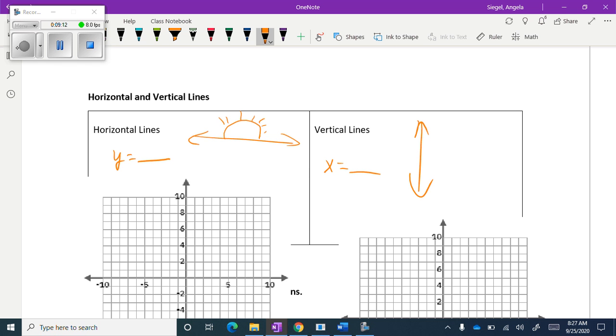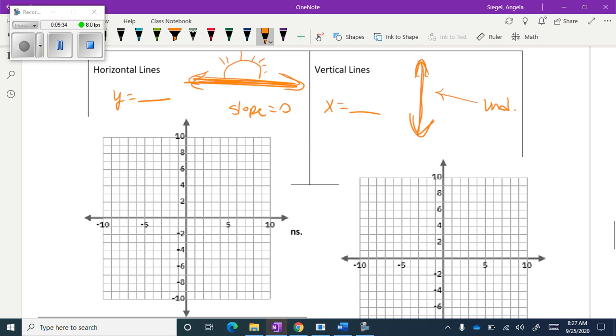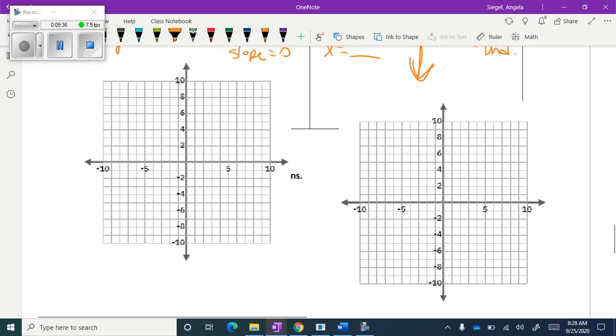Also, let's talk about the slope. This is not going up or down, even though mine looks a little crooked, I think. But this, you have a slope of 0. But this one, I cannot go directly up and down, so this is going to be undefined. So that's what you need to know about horizontal and vertical lines.